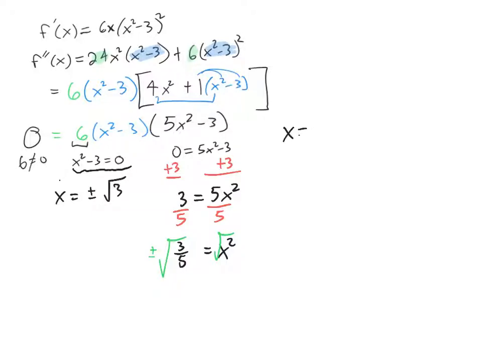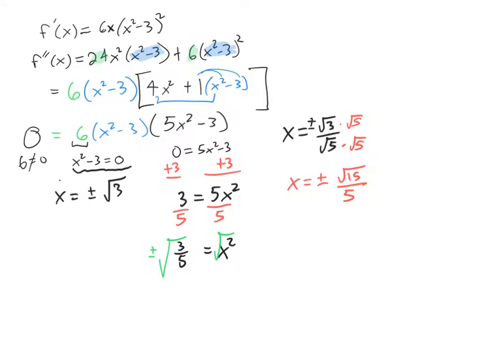So x is going to be equal to the square root of 3 over the square root of 5, plus or minus. We don't want our denominator to have a radical. We don't want it to have a square root. So what we do is we multiply both top and bottom by the square root of 5. You rationalize that denominator. So you get x equals plus or minus the square root of 15 over 5, right? Because the square root of 5 times the square root of 5 gives us 5.